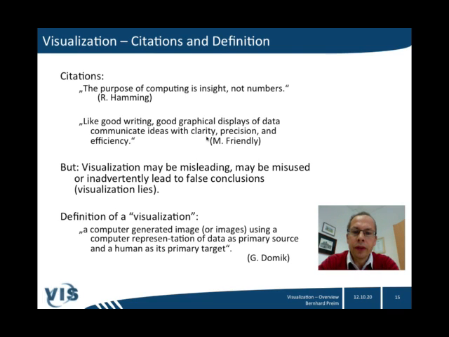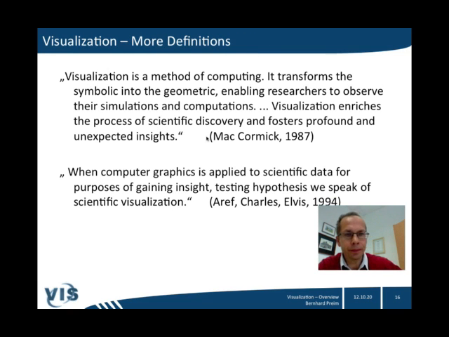And finally, a definition from Gitta Domik: a computer-generated image using a computer representation of data as primary source. A computer representation of data, that's the difference to other uses of the word visualization, and a human as its primary target. That means a computer-generated visualization is really designed in such a way that a human can understand it as well as possible.